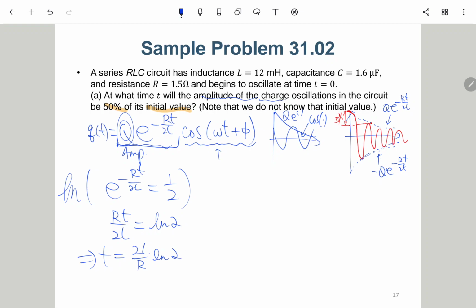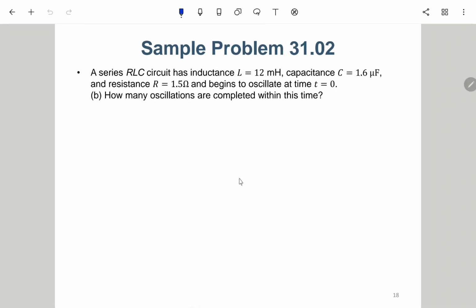Then we can substitute the numbers. We have 2 times L, which is 12 times 10 to the negative third power, over R, where R is 1.5 ohm, times natural log of 2. So this is 11 milliseconds. Okay, so for question B, how many oscillations are complete within this time?